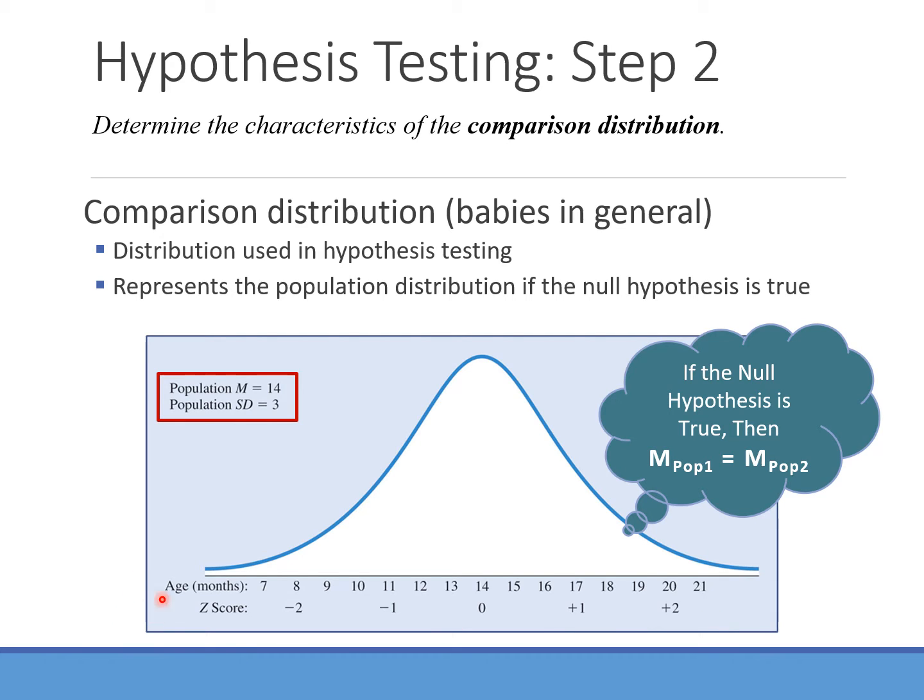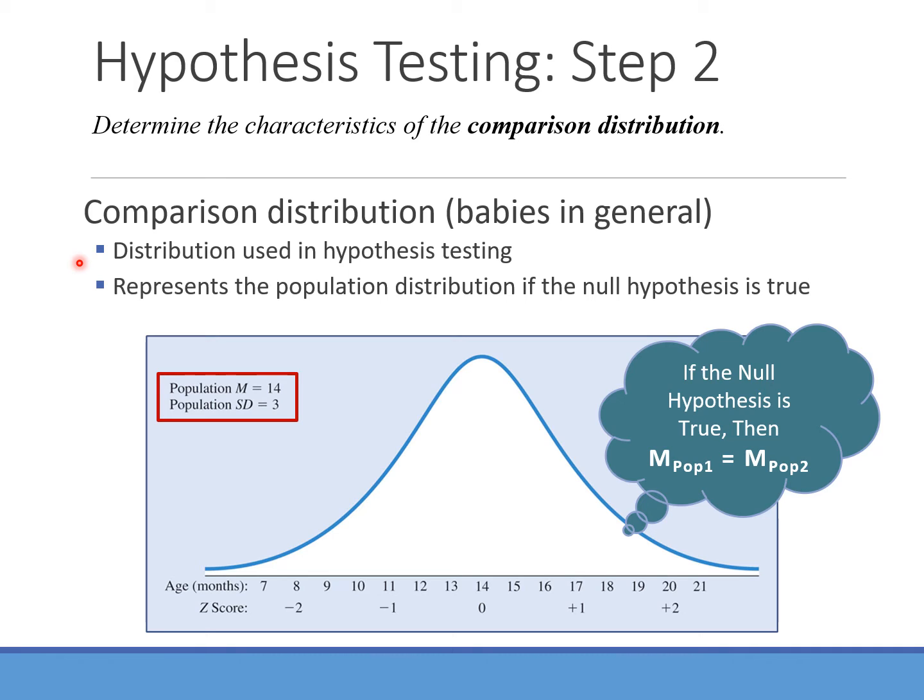So notice how we have the normal curve that we've been talking about in the last couple of chapters, and we have the z-scores and the age, which is the score that we are measuring in this study. Okay, a couple of things I want you to notice. The comparison distribution, which is this distribution right here, is the distribution used in hypothesis testing. We are testing the hypothesis, and we are gathering information about the population before we even run our experiment, okay?